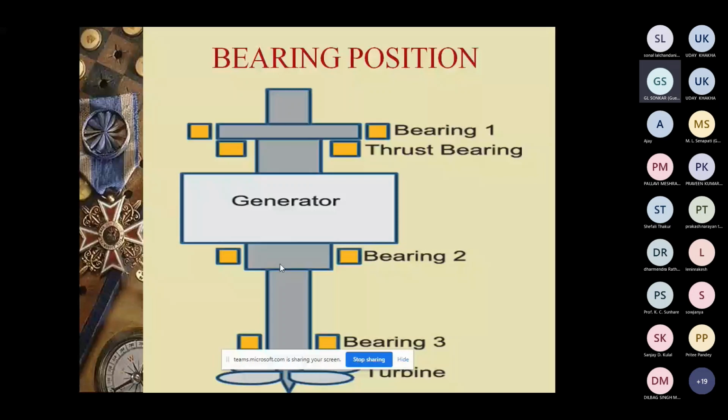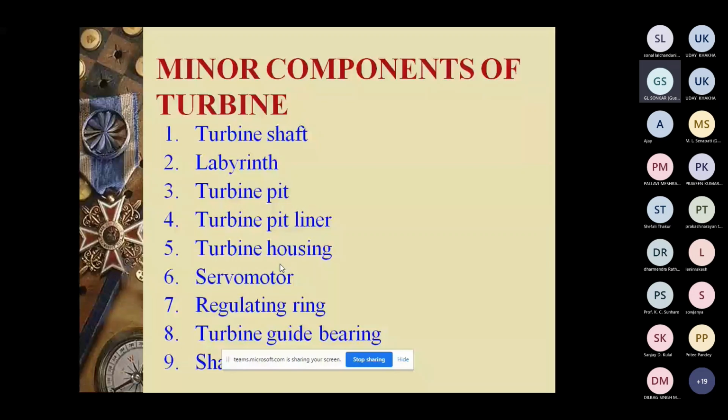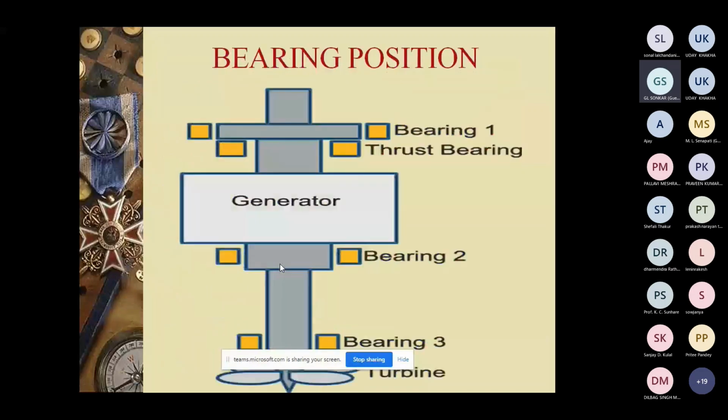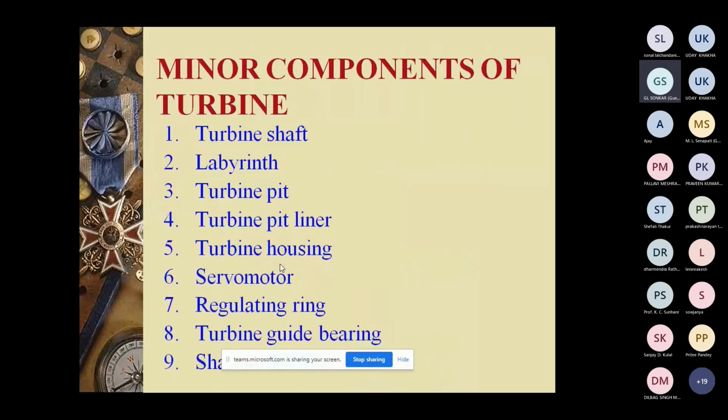Then your turbine guide bearing is there. Again, the same type. There are also some journals there. You are using guide bearings that guide the rotation of the shaft only. Then minor components of the turbines.